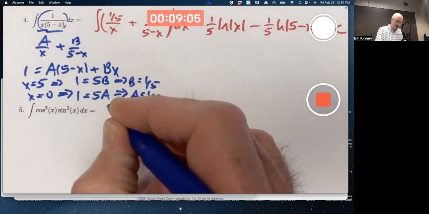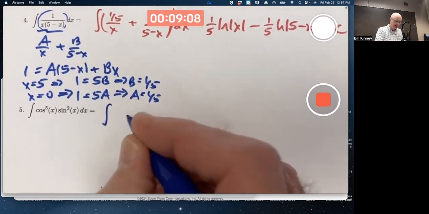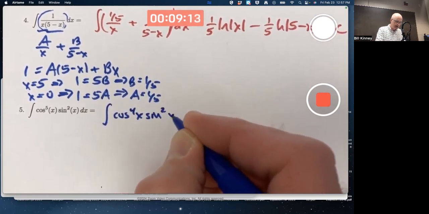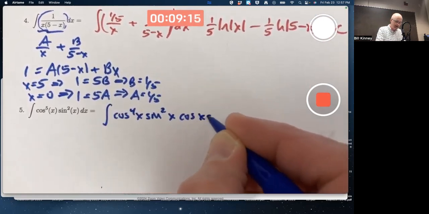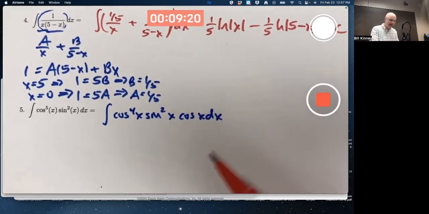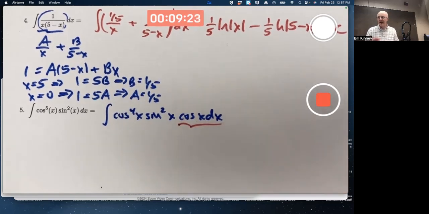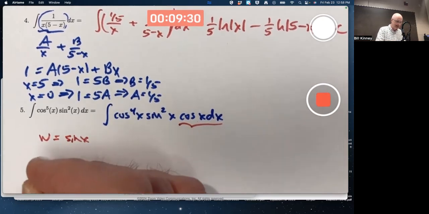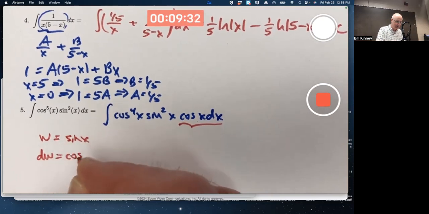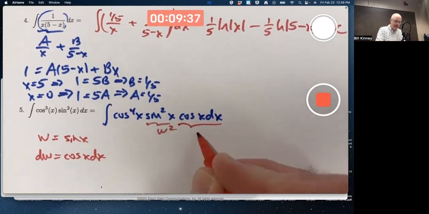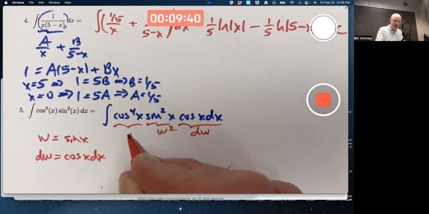In this last one, it's the cosine factor that has the odd power. So factor off one of those and put it next to the dx. That motivates you to say, hey, I want this to be my dw or negative dw, so w better be sine x. So that dw is cos x dx. That's w squared, this is dw, but what about this one?